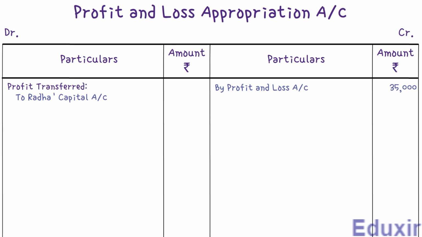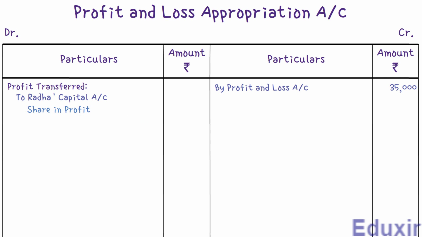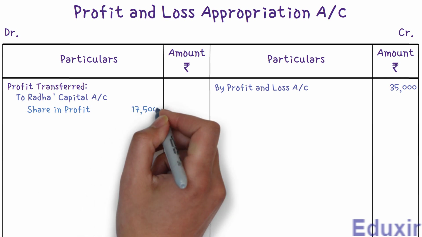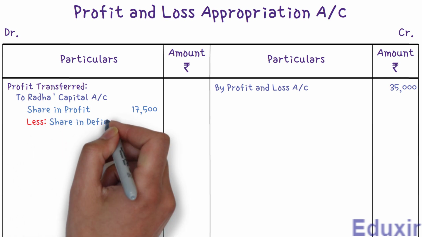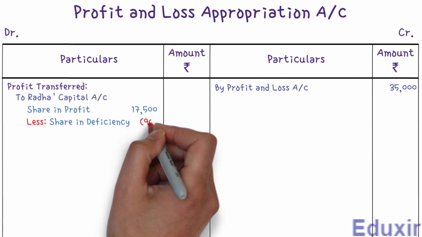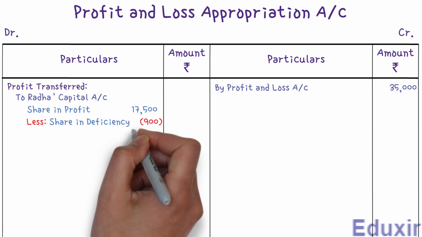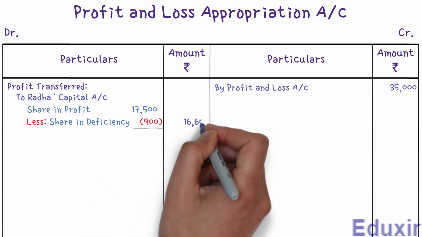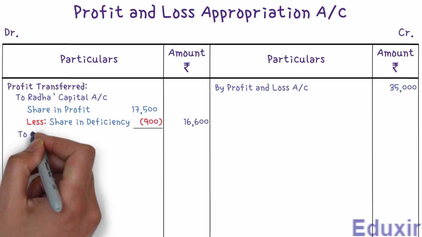Let's then write the partner Radha's share in profit calculated as per the profit sharing ratio, which is 17,500 rupees. From this, let us lessen her contribution to the partner Fatima's profit share deficiency from guaranteed amount. This is 900 rupees. Now, from 17,500 rupees, if we subtract 900 rupees, we get 16,600 rupees. Let's write this amount in the amount column. Let's then write to Mary's capital account.